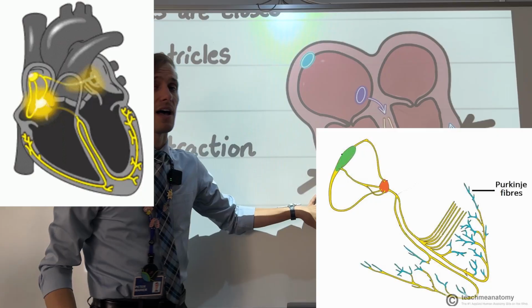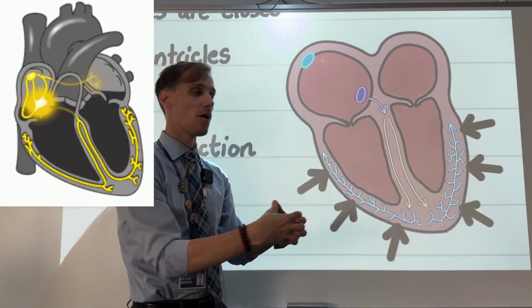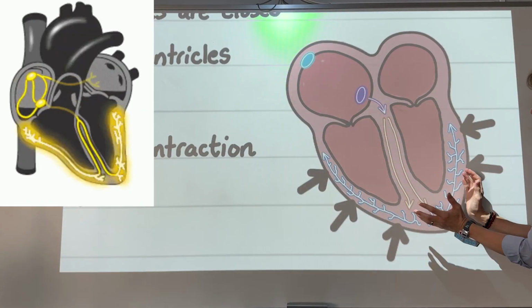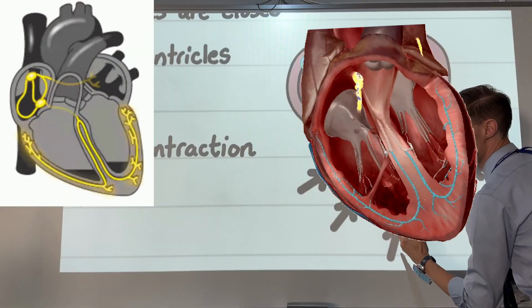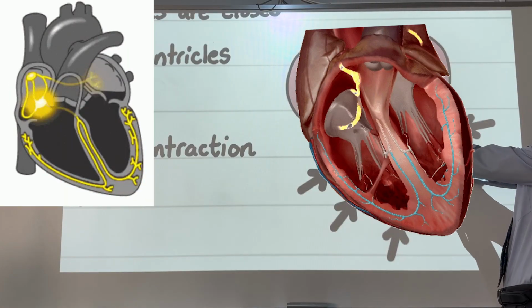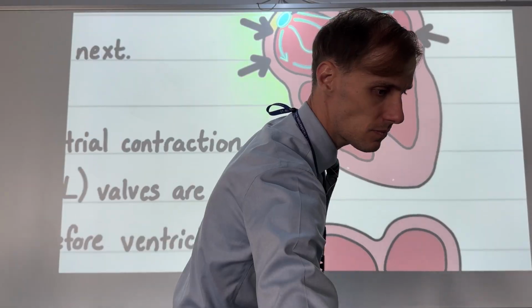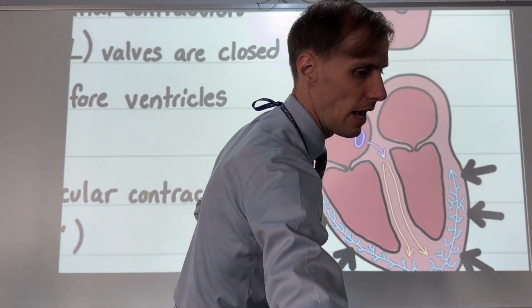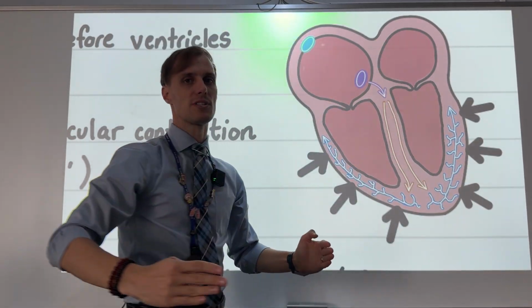And the Purkinje fibers are what are actually innervating the cardiac muscles within the ventricles. And so this causes the ventricles to actually contract from bottom to top. And this squeezes blood upwards into the actual semilunar valves towards the arteries. So first the atria contract in unison, and then the ventricles contract in unison from bottom to top, forcing blood out.